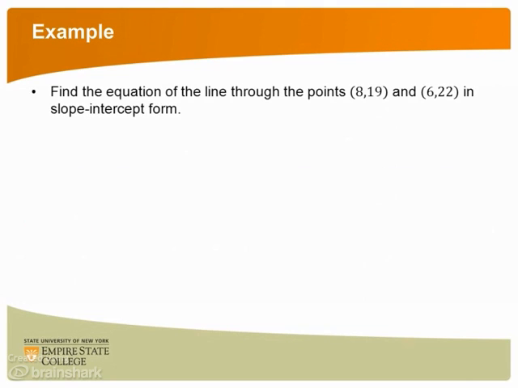For example, suppose you want to find the equation for the line that connects the points (8, 19) and (6, 22) in slope-intercept form. First, you need to find the slope. As I like to stay positive, in the numerator we subtract 22 minus 19. But we have to subtract the corresponding x values in the same order. So in the denominator, we subtract 6 minus 8. Since we have a positive on top and a negative on the bottom, our entire slope is negative. So the slope of our line is negative 3/2.